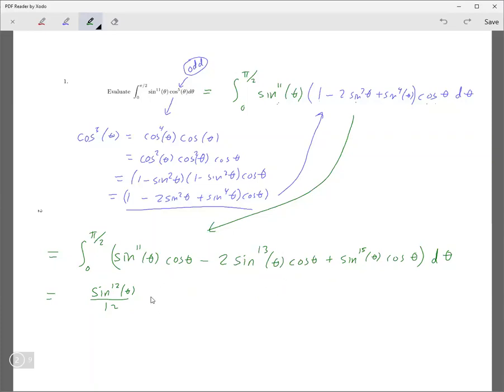Likewise this one, sine to the 14th, is going to be over 14, but there's that 2 there, so I'll just make it over 7. Now when I take the derivative here, I'll have a 14 come down. The 14 divided by 7 reduces to the 2, so that's where we get that. And then, of course, it kicks out the derivative of sine, which is cosine, right there. And then finally, sine to the 16th of theta over 16. And now it's going from 0 to pi over 2.